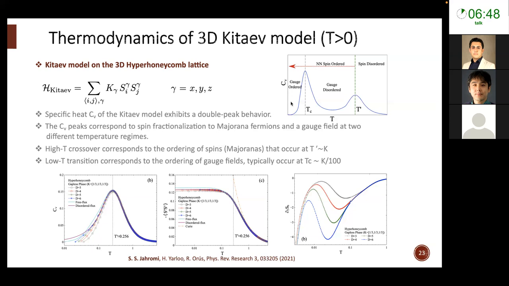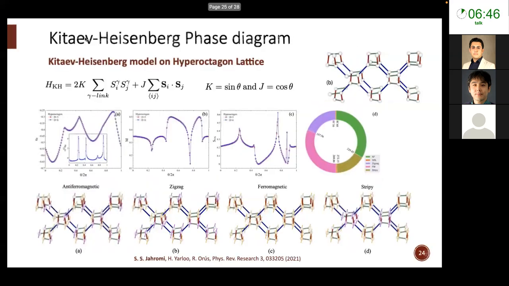Another example is the Kitaev-Heisenberg model, for which we scanned the full phase diagram: the Kitaev model perturbed by the Heisenberg model on the hyperoctagon lattice. So setting K equal to sine theta and J equal to cosine theta, you could scan the full phase diagram and extract the spin liquid phases and also the antiferromagnet, zigzag, ferromagnet, and stripe regions in the phase diagram very accurately, which is also in agreement with studies based on other techniques.